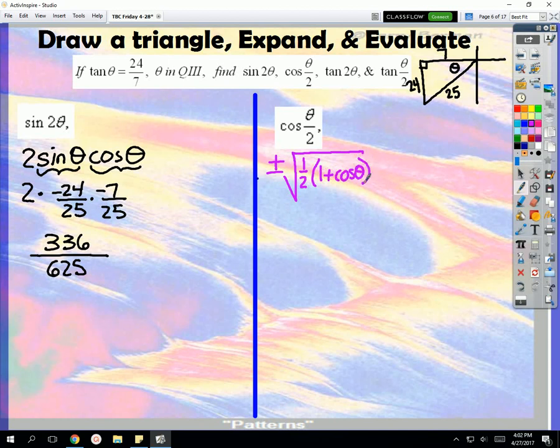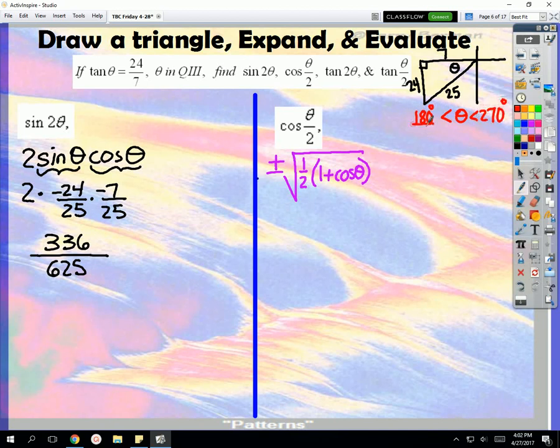Now, you don't keep the plus or minus symbol in front of the square root. You have to make a conscious decision about whether to carry into the next steps the positive or the negative. So here's how you do it. I'm going to look and say, all right, if theta as I've pictured it is in quadrant 3, then theta falls between 180 degrees and 270 degrees.